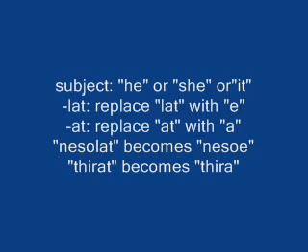Now if the subject is he, the LAT verb will be conjugated as if the subject were you, you all, or they. Now for AT verbs, you replace the AT with an A, or in other words, you drop the T, if that makes any more sense. Therefore, nesolat would become nesoe, and thirat would become thira.